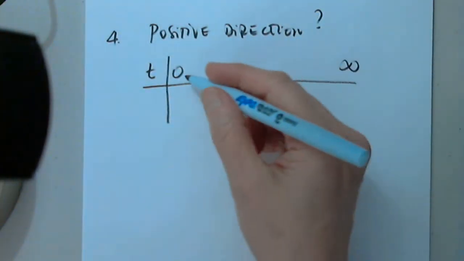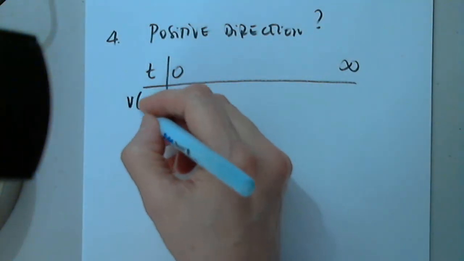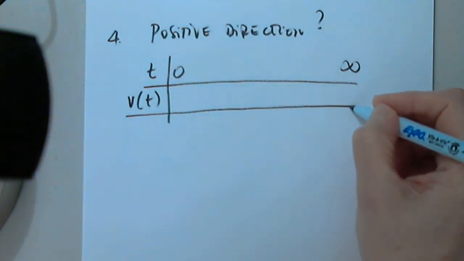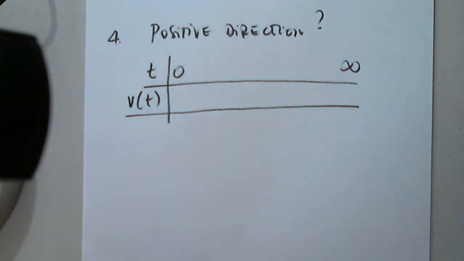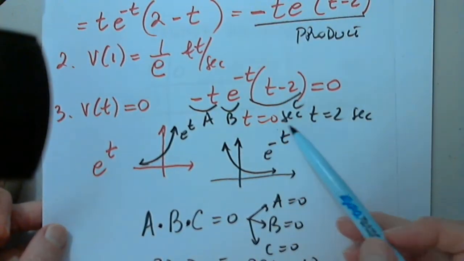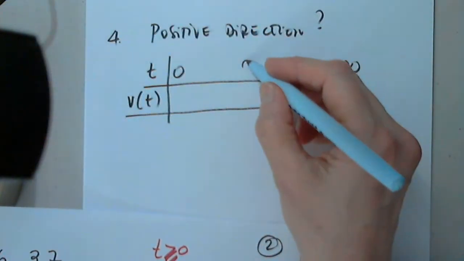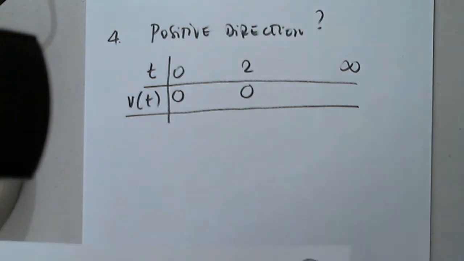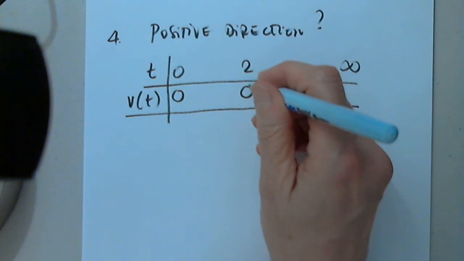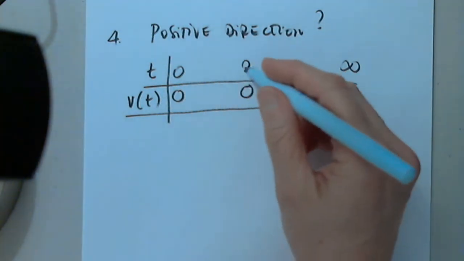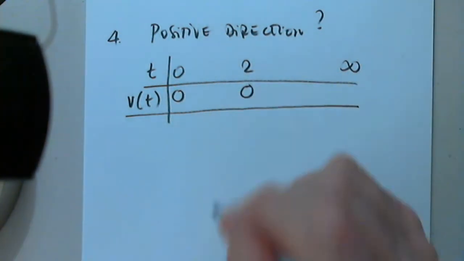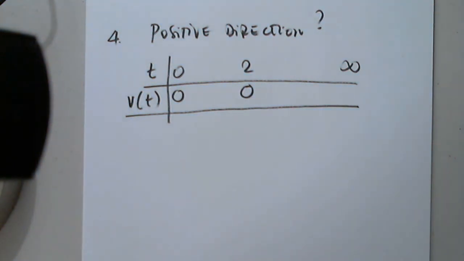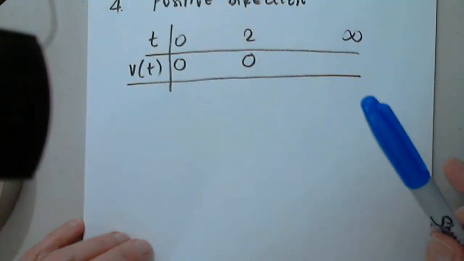We are given the interval from 0 to infinity. We have v of t. And we know that the velocity is 0 at 0 and 2. Okay, so the velocity is 0 here, at 0 and at 2. Now, I think that this problem should really be in the next chapter, but I need to explain something before we continue.